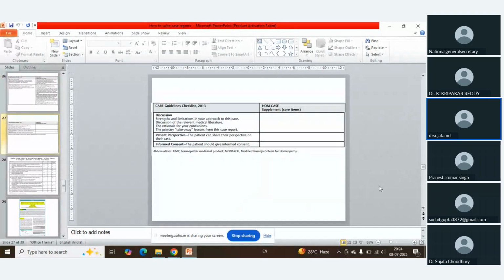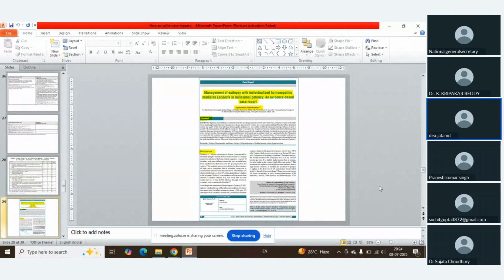And this one I have already, this is one example. So see, one already published article is there. Where I have highlighted in yellow, you just mark this one. This is the topic: management of epilepsy with individualized homeopathic medicine in medicinal potency, an evidence-based case report. So it is the topic.